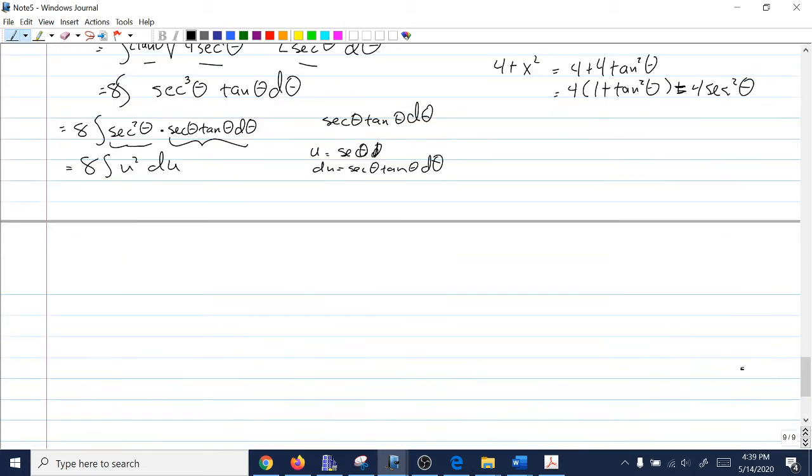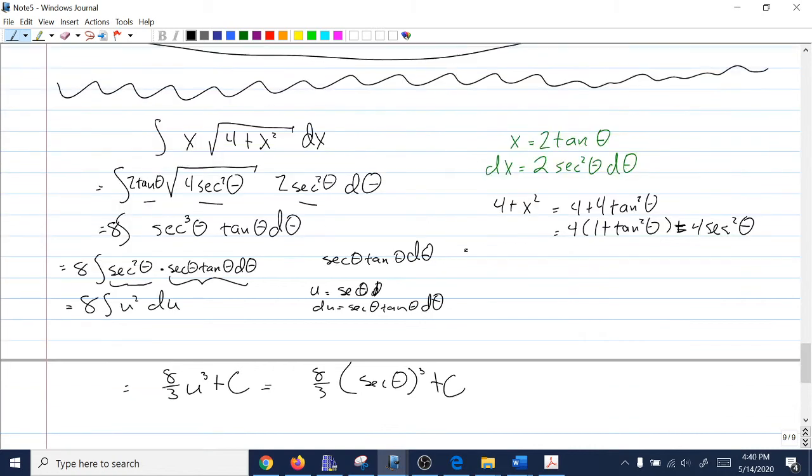I know the integral of u squared. It's 8/3 u cubed. What was u? u was secant theta. So 8/3 secant theta cubed plus c. Don't put a box around this, because there is still one substitution left. What is secant theta? Well, x was 2 tangent theta. Tangent theta is x over 2.